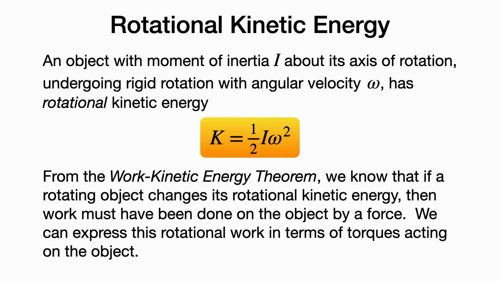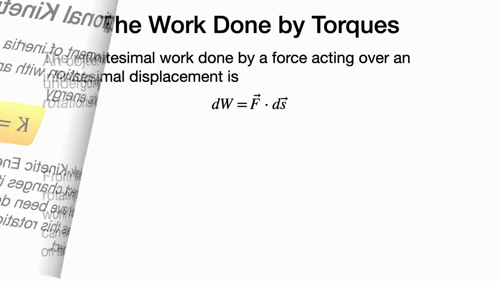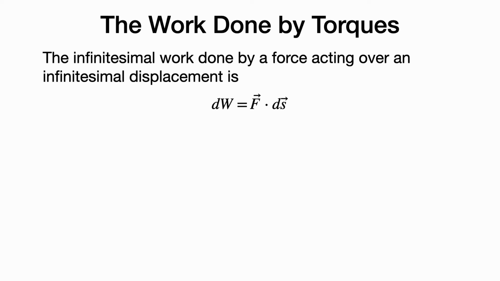From the work kinetic energy theorem, we know that if a rotating object changes its rotational kinetic energy, then work must have been done on the object by a force. We can express this rotational work in terms of torques acting on the object. The infinitesimal work done by a force acting over an infinitesimal displacement is given by the formula that dW is equal to F dot ds.